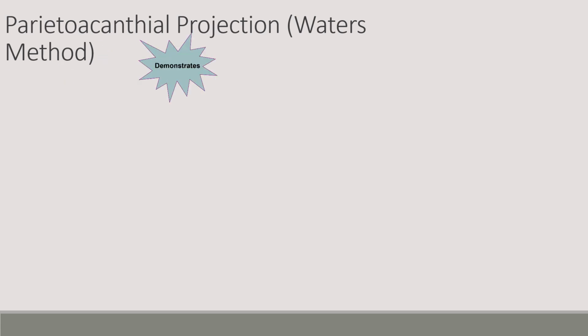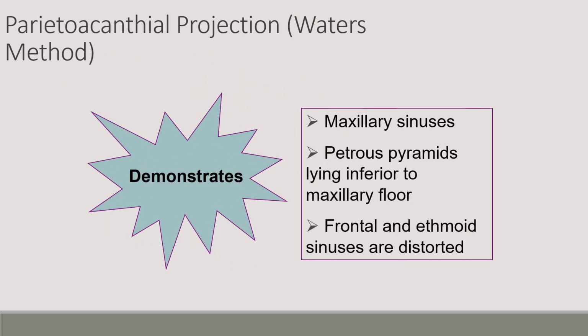All right, so what does our Waters method show us? Similar to what we learned, it's the best representation of the maxillary sinuses. You do see the frontal and ethmoid sinuses, but they are foreshortened vertically. They're distorted. Superiorly to inferiorly, they appear shorter than they actually are on the Waters because we're tipping the head so far back.